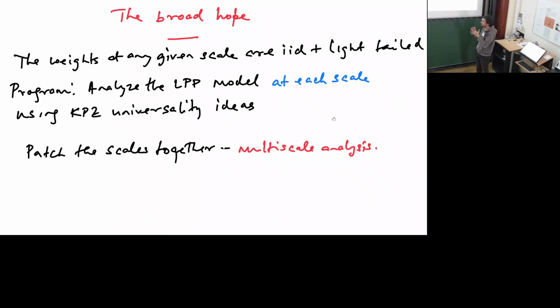But why is there some hope that this is even analyzable? The main broad approach is that each layer is i.i.d., so it's either a Poisson process or some i.i.d. Gaussian field. So this should be in the KPZ universality regime. And then you can maybe hope to use KPZ ideas per scale and then do some multi-scale analysis to patch things together. So that's roughly the broad technical hope.